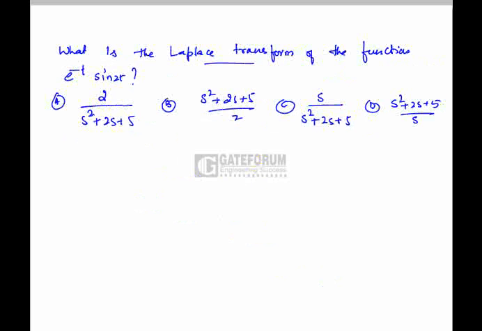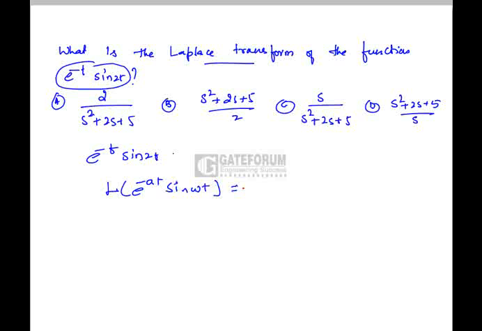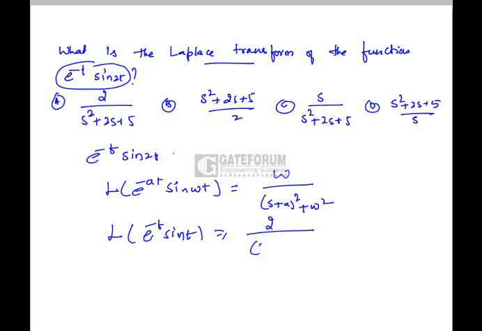We have to find the Laplace transform of the function e^(-t) sin 2t. Now we know that the Laplace transform of e^(-at) sin(ωt) is ω/((s+a)² + ω²). Clearly the value of a is 1 and the value of ω is 2. Just substitute: 2/((s+1)² + 2²), which is nothing but 2/(s² + 2s + 5). Option A is the correct answer.